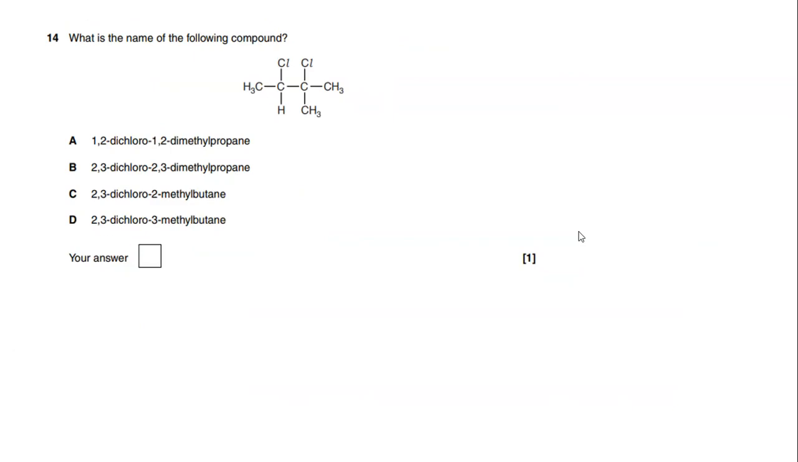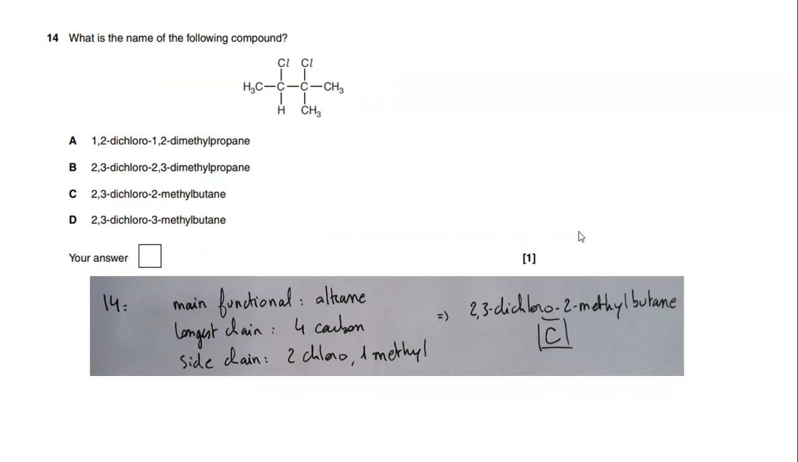Question 14. What is the name of the following compound? So the main functional group is alkane. The longest chain is made of 4 carbons. We have 2 chloro and 1 methyl side chain. Therefore, it is 2,3-dichloro-2-methylbutane. I hope you got that right.